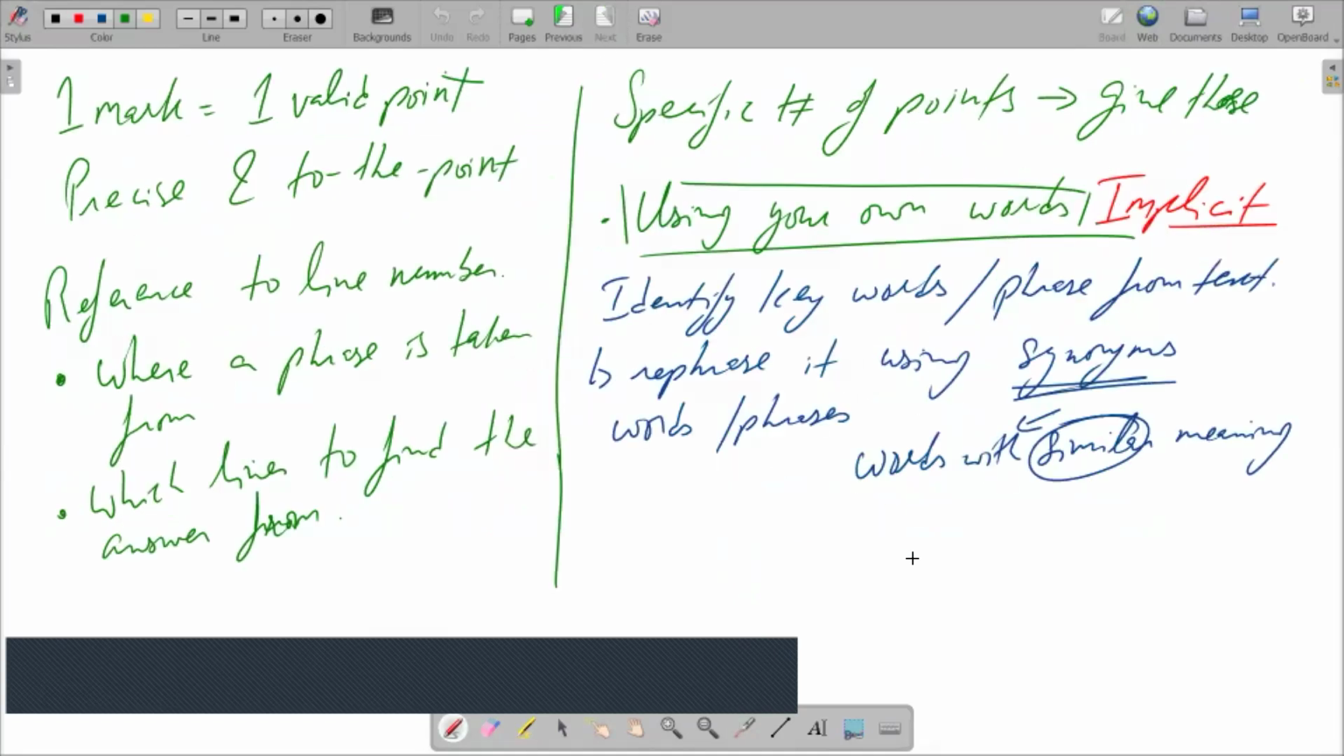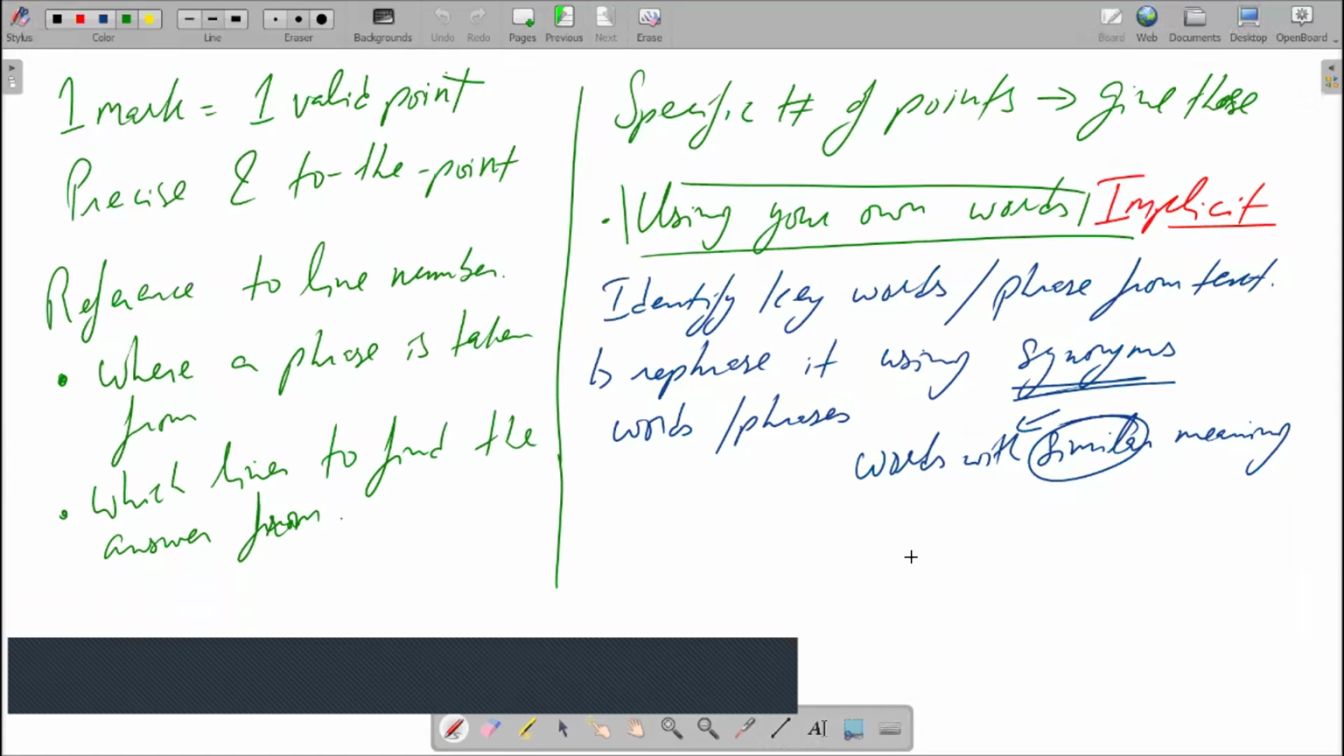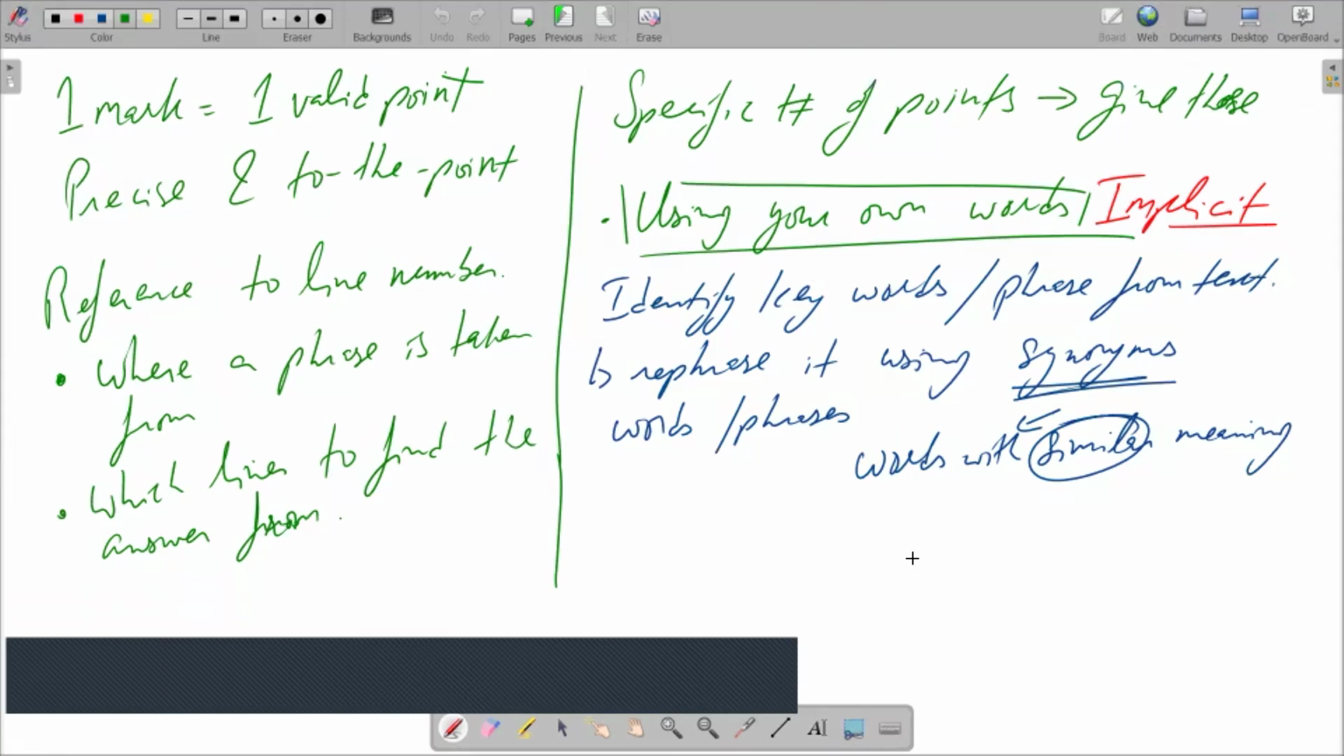Also, each mark requires one valid point, and your answers need to be precise and to the point as required. Some questions have a reference to the line numbers, which is either where a phrase that may be given in italics or inverted commas in the question can be found, or the lines from where you could get the actual answer. So we will take a look at that today.